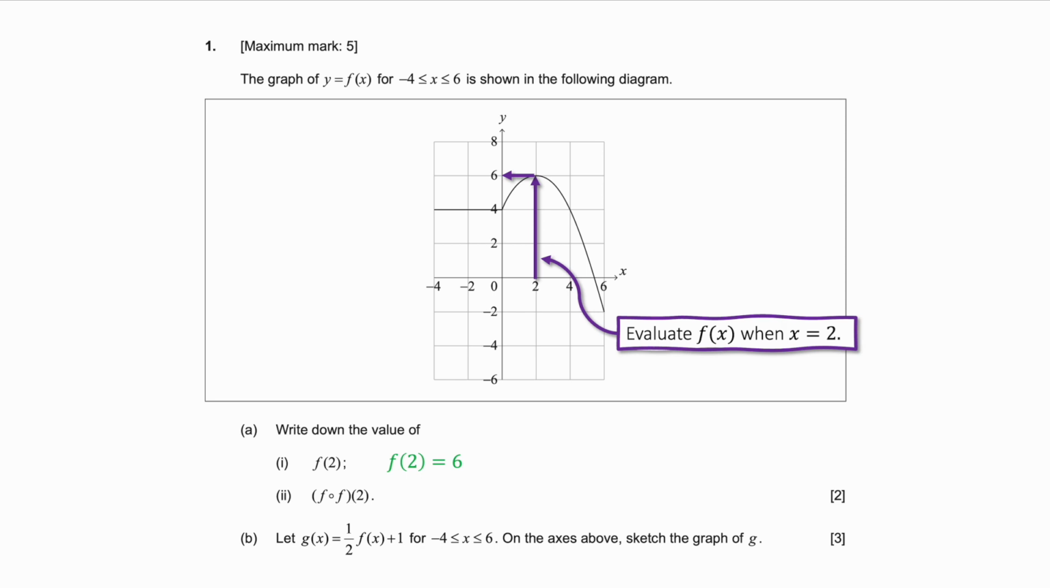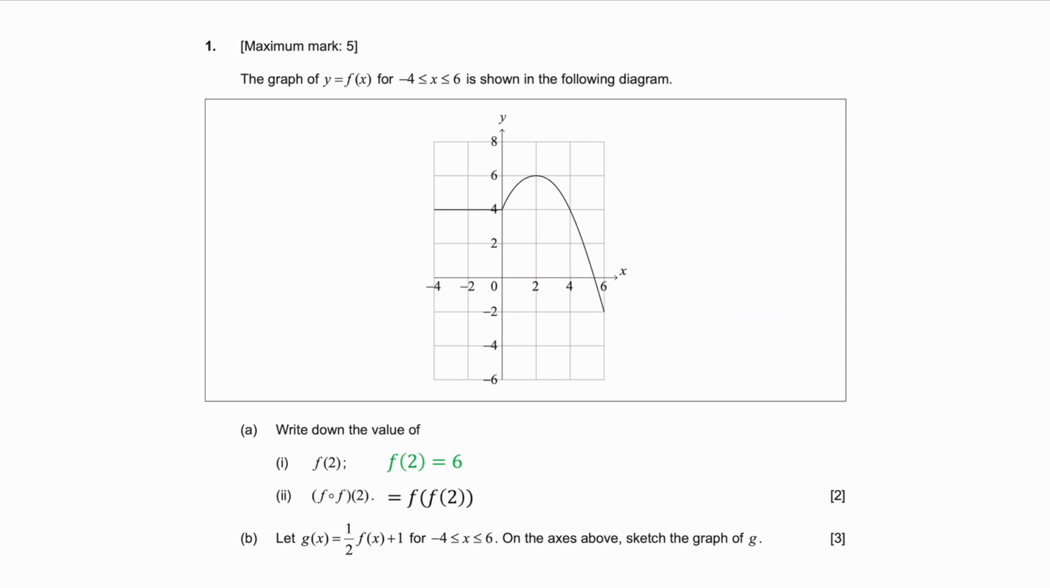Now, what's f of f of 2? Well, it's the same as putting 2 into f, getting an answer, and then putting the answer back into f. We already know what f of 2 is, that's 6. So it's the same as f of 6. And so we put 6 in, we go up from 6 and across, and we see that the answer is minus 2. When you put 6 into this, you get minus 2 out. That's 1a done. Let's now look at 1b.